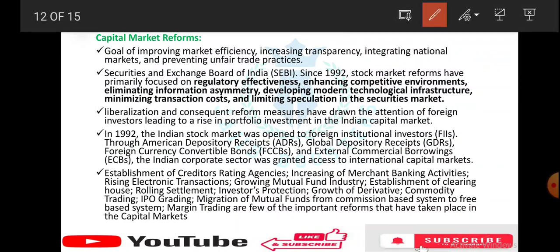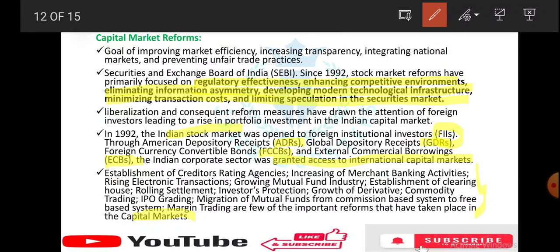Capital market reforms. Coming to the next topic, here SEBI. I will highlight the main points on this page because there is a lot to remember. Regulatory effectiveness, enhancing competitive environment, eliminating information asymmetry, developing modern technological infrastructure, minimizing transaction cost, and limiting speculation in the securities market. In 1992, the Indian stock market was opened to FIIs, and ADRs, GDRs, FCCBs, which are American Depository Receipts, Global Depository Receipts, and foreign currency convertible bonds, and ECBs, external commercial borrowings, were granted access to the international capital markets. These are some of the important reforms that have taken place in the capital market.